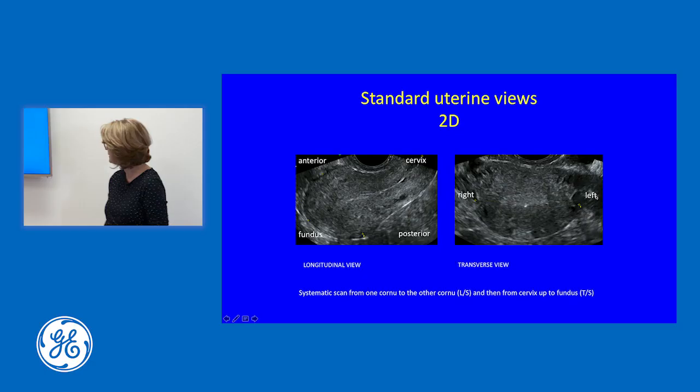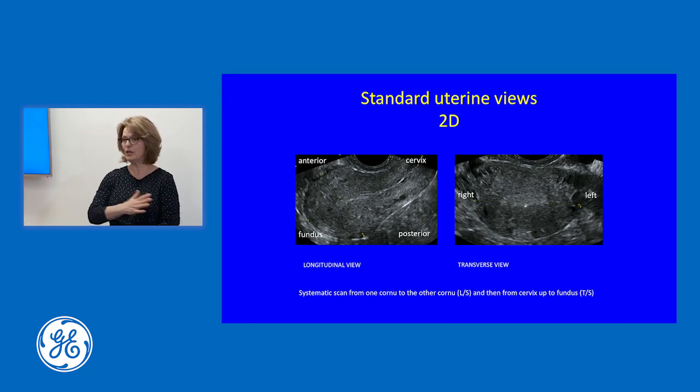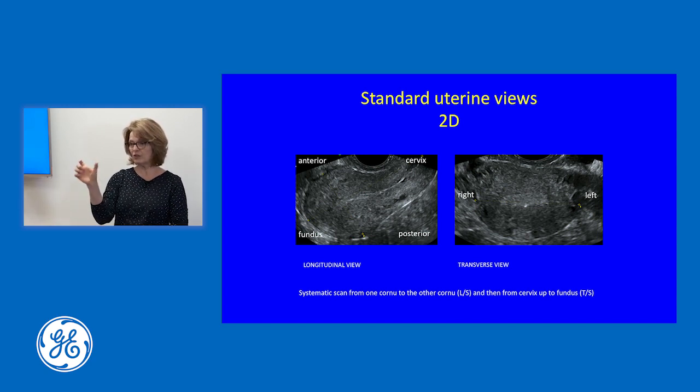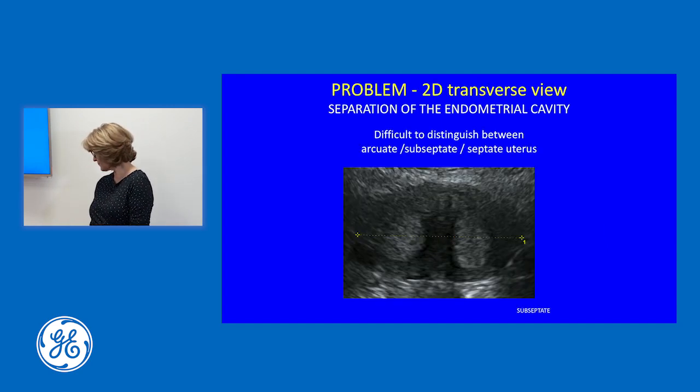When you're doing your scans, I know I'm talking to the converted, but you always need to do that systematic scan in the longitudinal plane from one cornu to the other, and then rotate your probe to the transverse and go from cervix to fundus and just drop off the top, or the other way around, it doesn't matter. But be very sure always to look at the transverse view to see what the endometrial cavity does at the fundus.